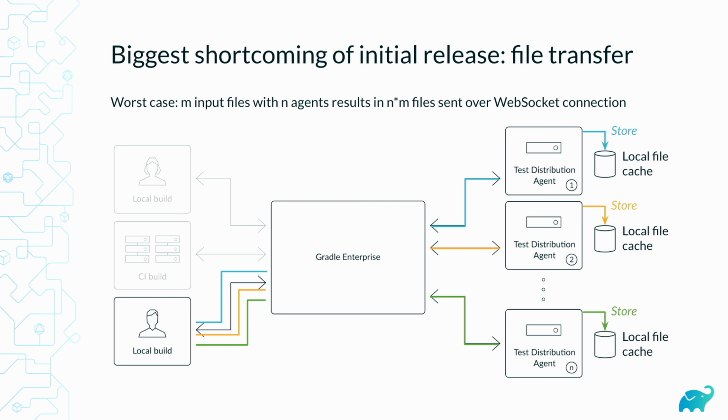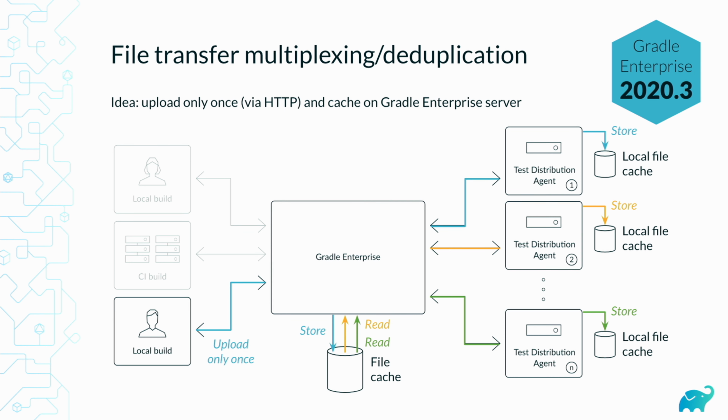And if you imagine the worst case, you have n new agents and m input files, you would have to send n times m files over this WebSocket connection. And depending on how slow the build's connection to Gradle Enterprise is, that's a really bad problem to have, right? So this is a huge bottleneck, and we knew that we definitely had to fix and improve this. So in the next release, 2022.3, we added a file cache on the Gradle Enterprise server in the middle, and now agents don't request the files from the build directly, but rather go through the Gradle Enterprise server first, and it could check its local file cache, and only if it didn't have the file would it request it from the build.